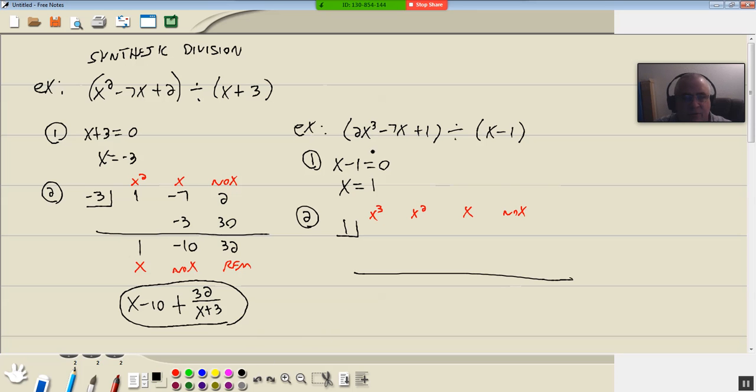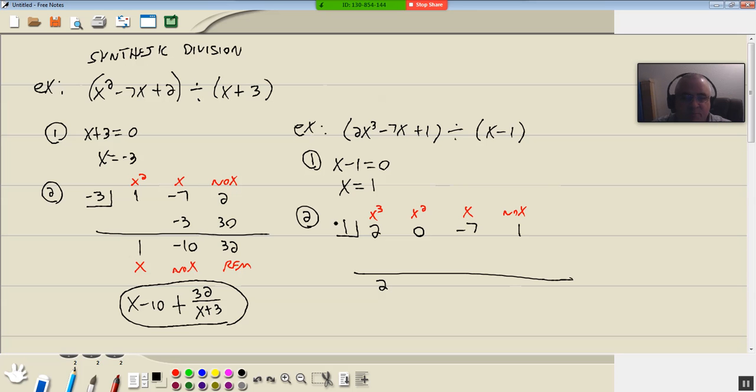So again, start with the largest power, you have 1 for each one going down. The number in front of x to the third is 2. There is no x squared, so that's where you put a 0. The number in front of the x is negative 7, and our no x, our constant term, is 1. And now we're going to do adding and multiplying over and over till we're done. First thing we'll do is add. 2 plus nothing is 2.